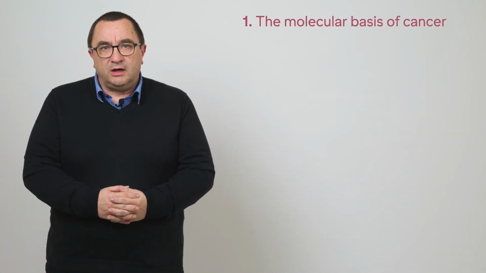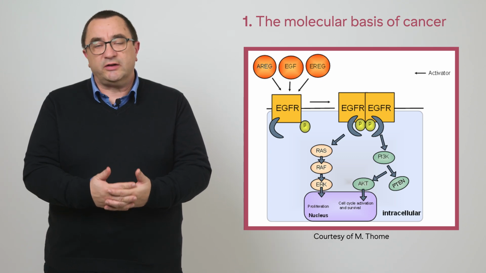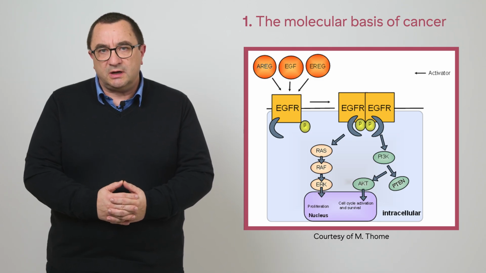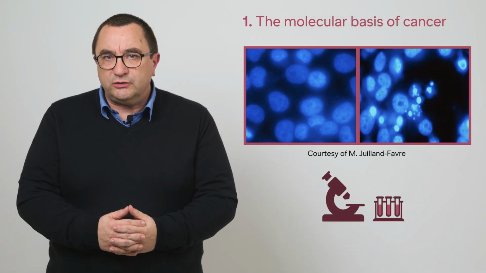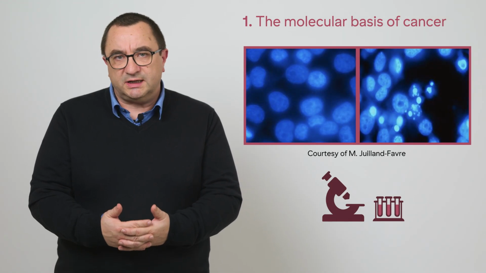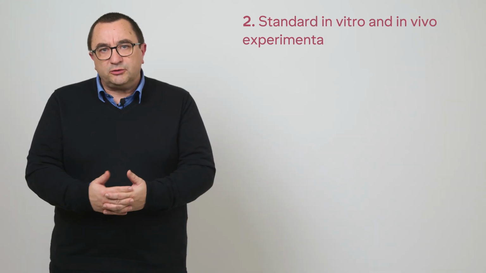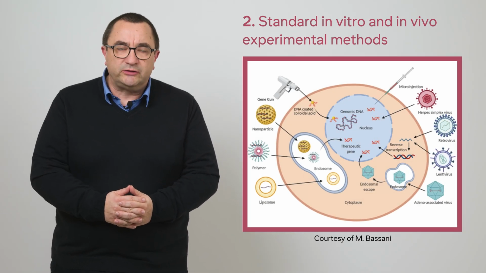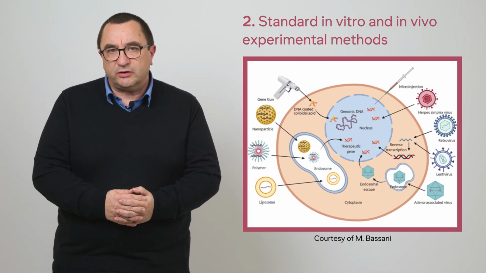The first part of the course examines the molecular basis of cancer. We will study how genetic alterations in key signaling pathways drive the proliferation and survival of cancer cells, and how this knowledge supports the development of targeted treatments, including immunotherapies. This section also includes practical lab work, where students conduct experiments using state-of-the-art techniques to evaluate cancer cell growth and proliferation in vitro. The second part will cover standard in vitro and in vivo experimental methods widely used in our laboratories for cancer research, along with cutting-edge tools designed to reveal the molecular and cellular features of cancers and their tumor microenvironment.